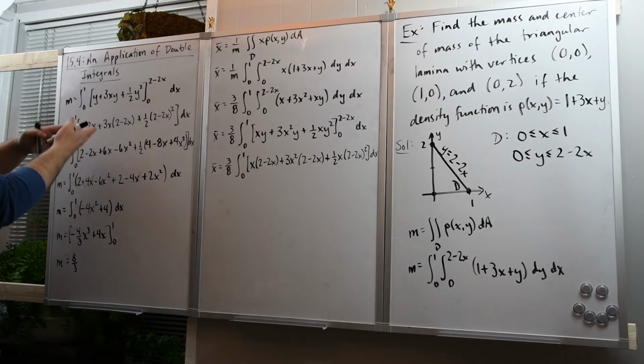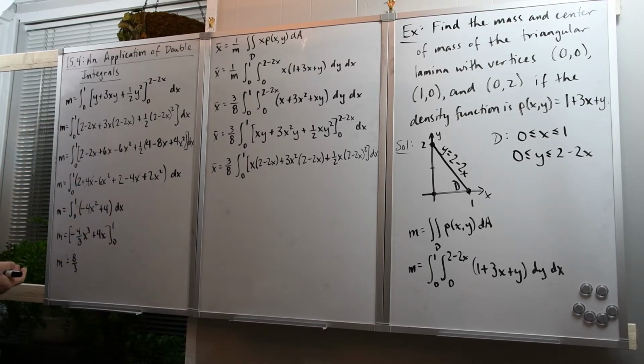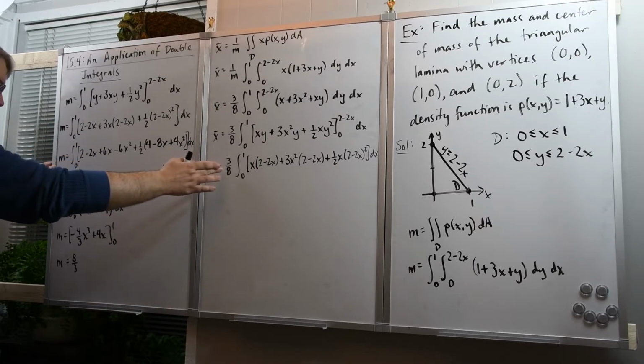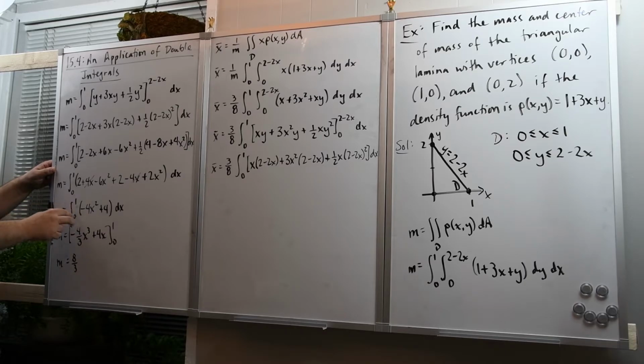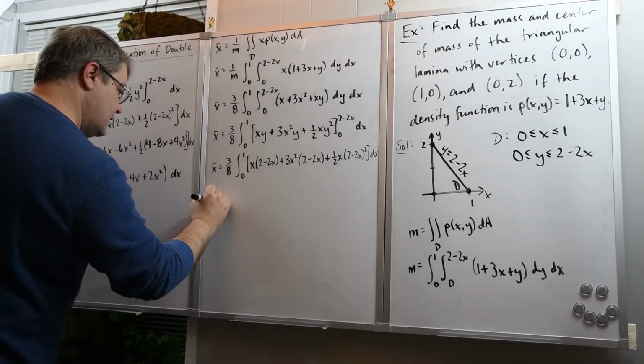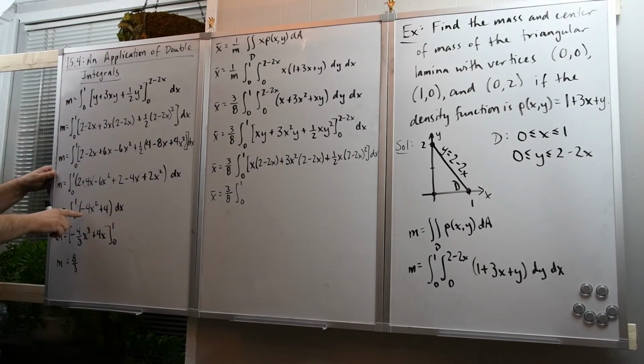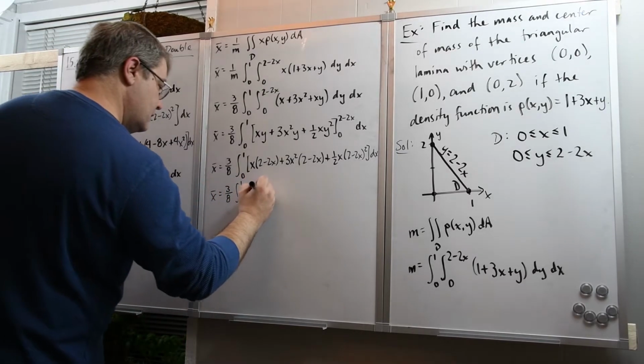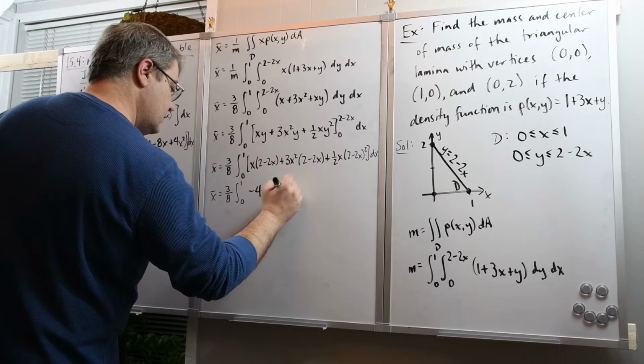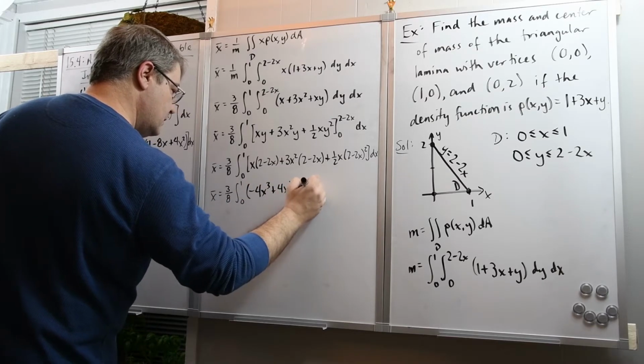So instead of going through all this work again, what we can notice is that when all is said and done, this x bar is really just going to be 3/8 times the integral from 0 to 1 of x times this thing. So our x bar is 3/8 integral 0 to 1 of a negative 4x cubed plus 4x dx.